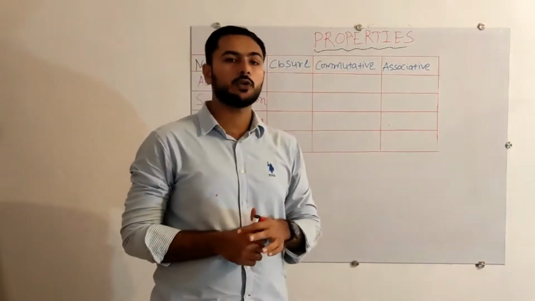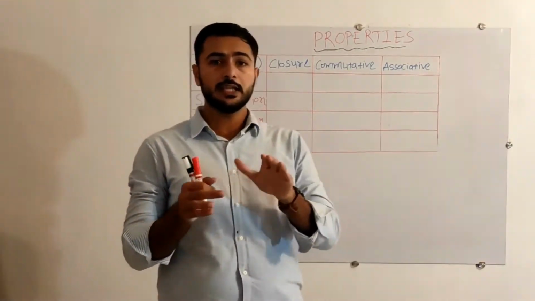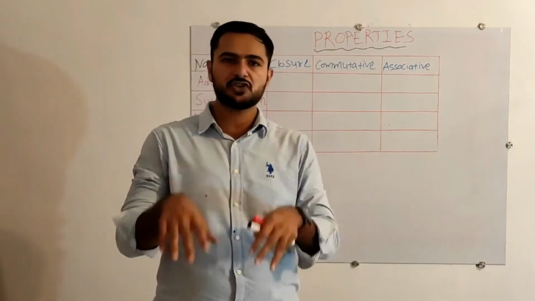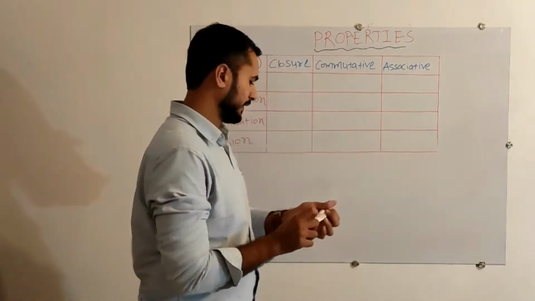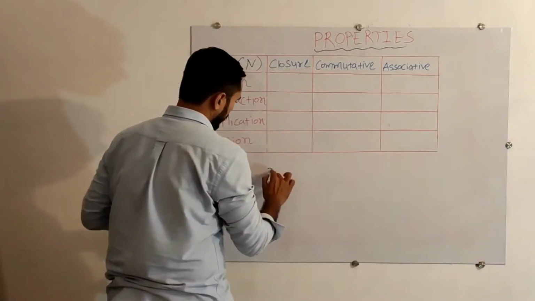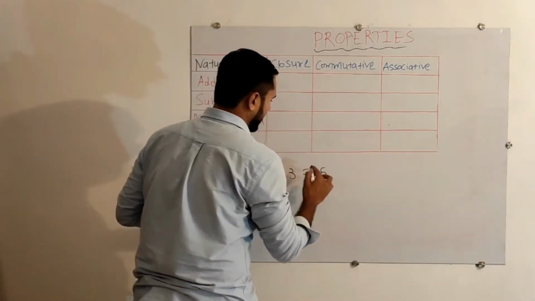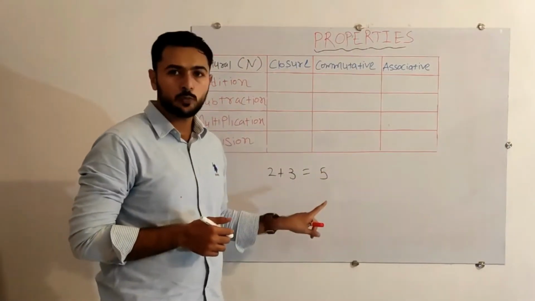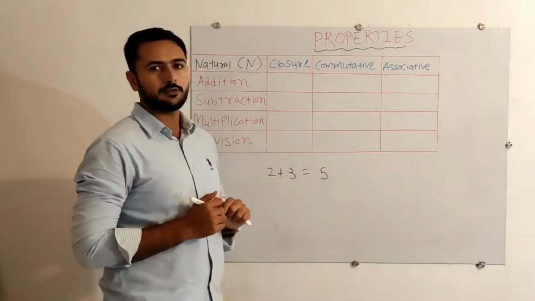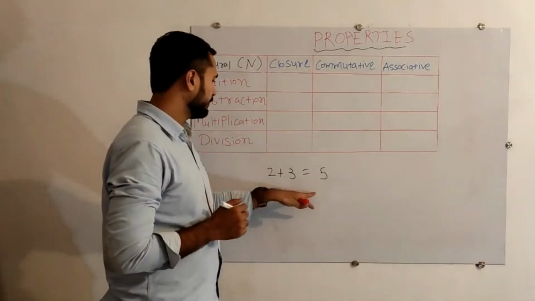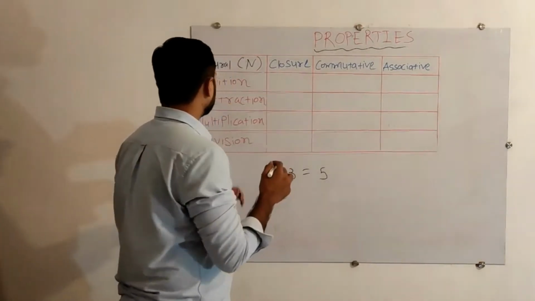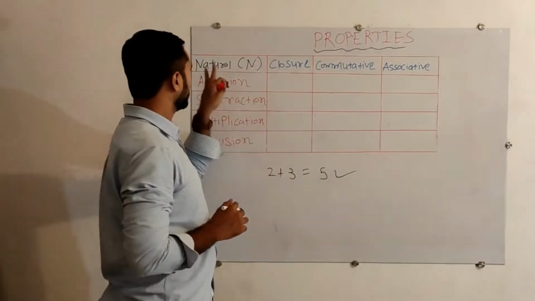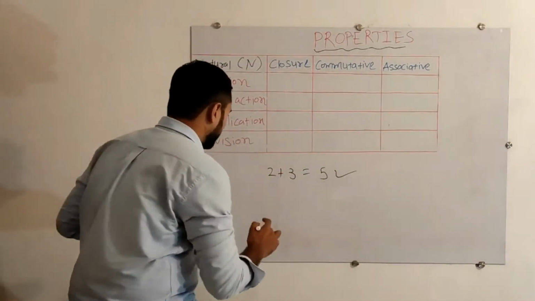Closure means, suppose you are working with natural numbers and addition. If I select any two numbers from the natural numbers and do 2 plus 3, the answer will be 5. Now your result should be from the same type of number. It means for addition, I am getting the answer from the same type of number. But for subtraction, let's see what will happen.